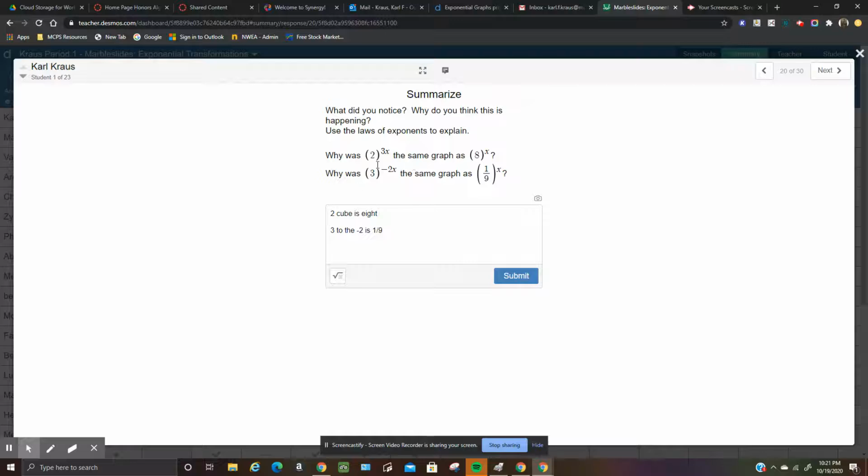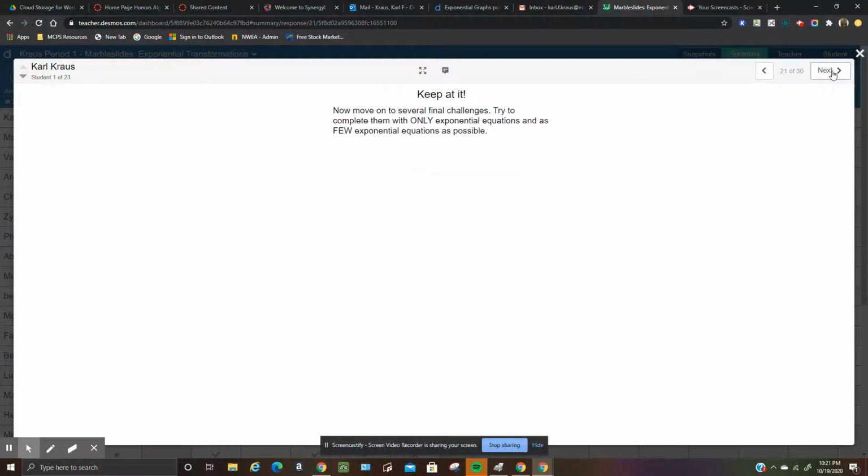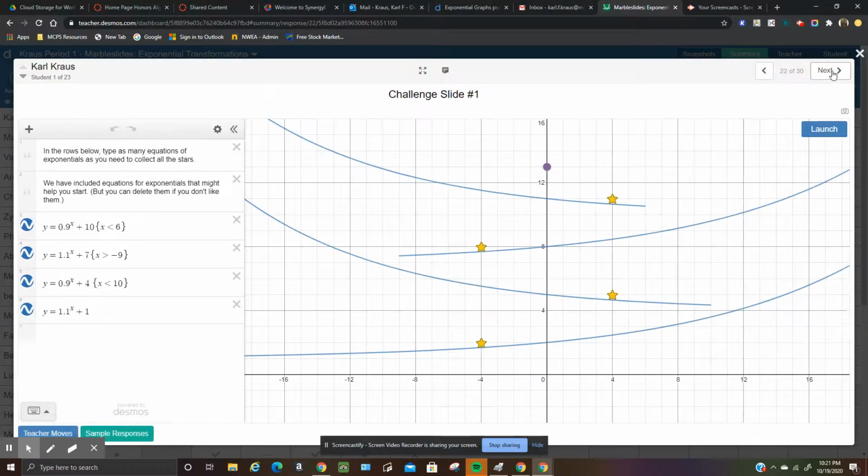And then why is that true? 2 cubed is equal to 8, and 3 to the negative 2 is equal to 1/9. That's why that's true. And then these are the challenge slides here. I'm not going to go through every one of them. It took me a while to find the right equation.